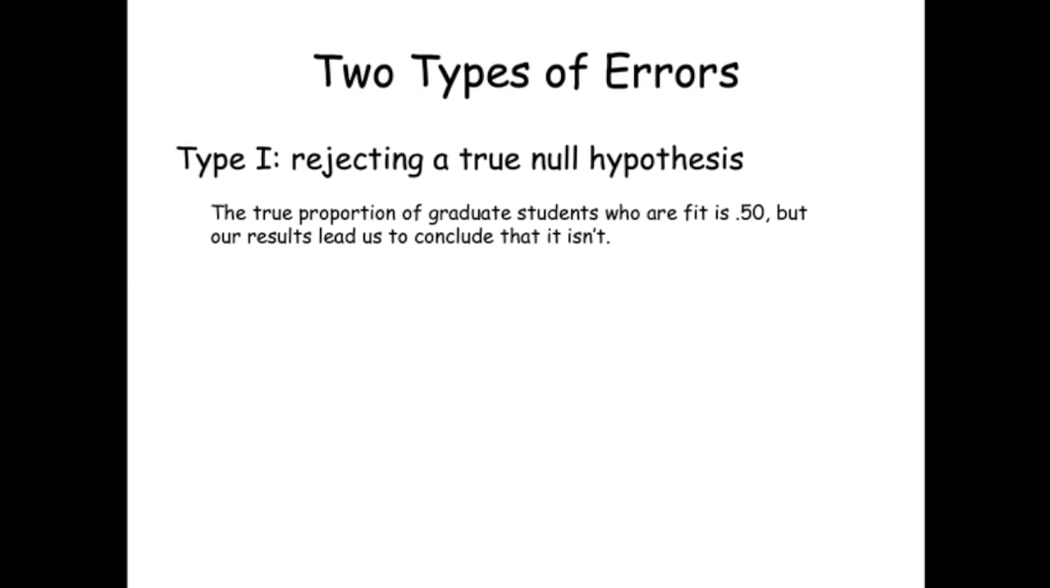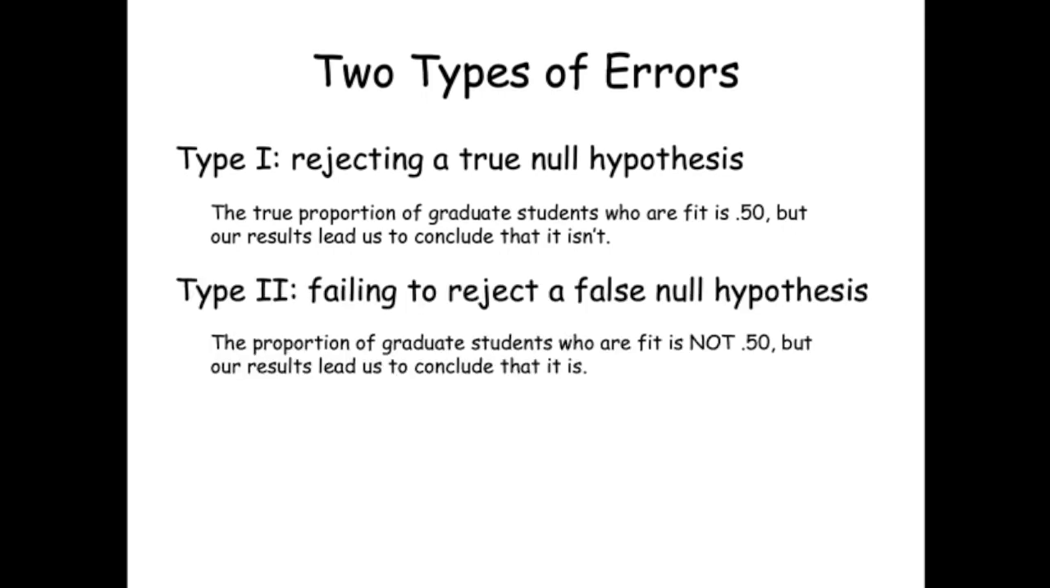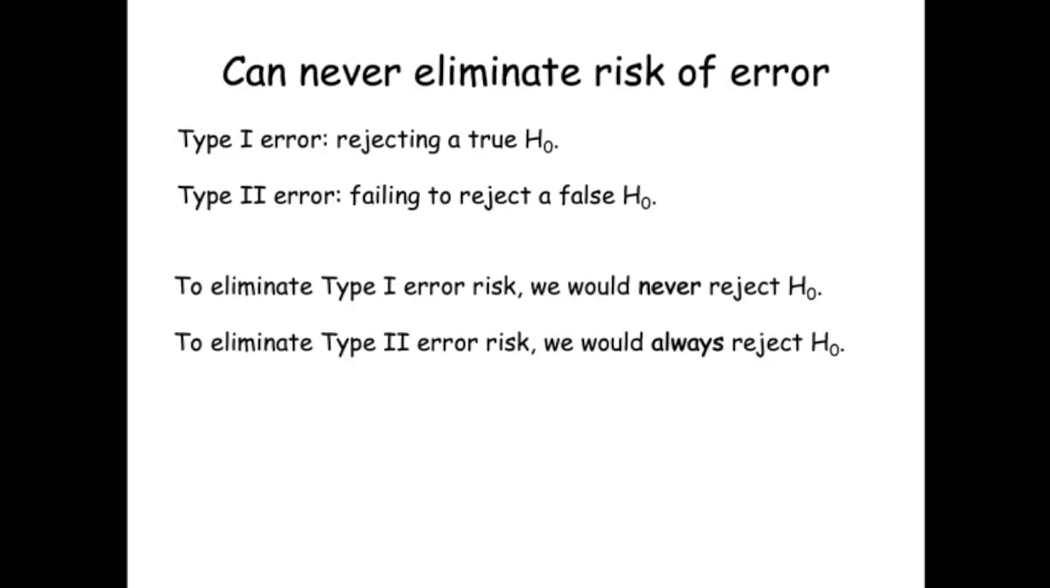There are two types of error associated with hypothesis testing. A type 1 error occurs when we reject a true null hypothesis. We reject the hypothesis when we should not. A type 2 error happens when we fail to reject a false null hypothesis. We don't reject it when we should. It is impossible to completely eliminate the risk of these errors, but we can manage or limit them.